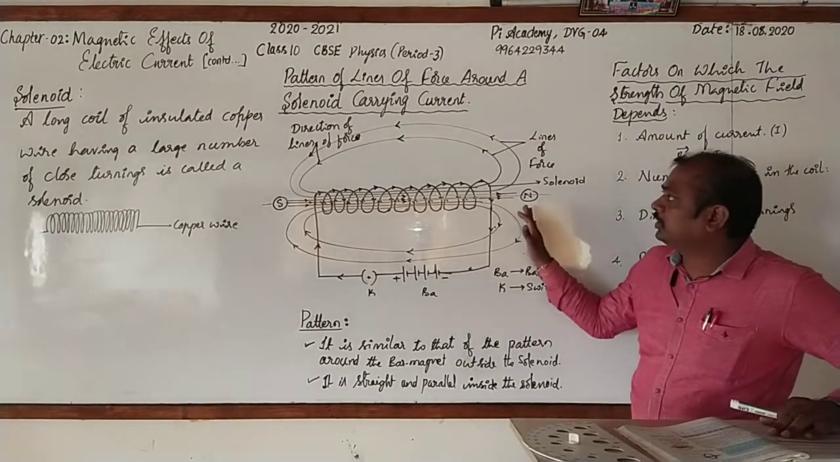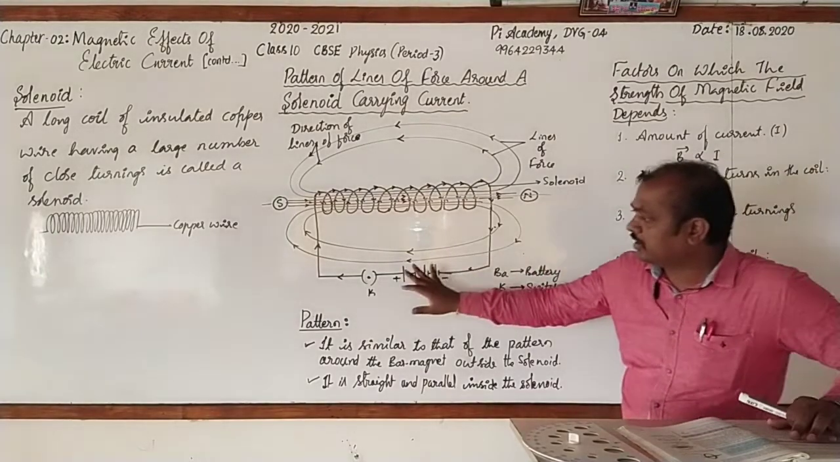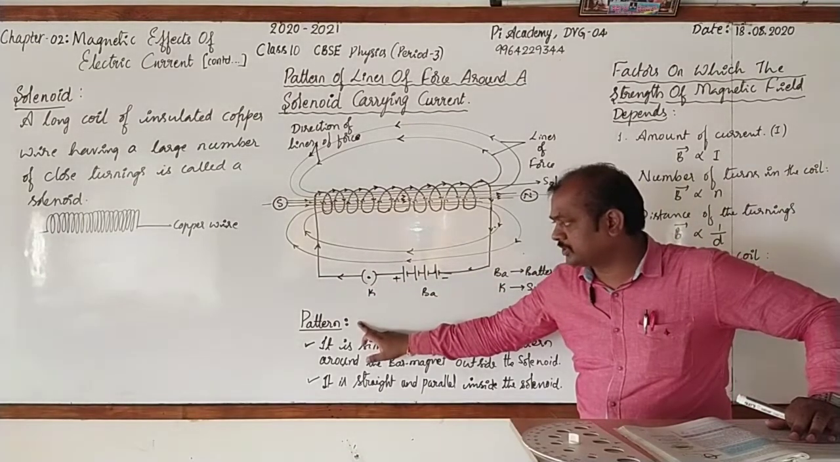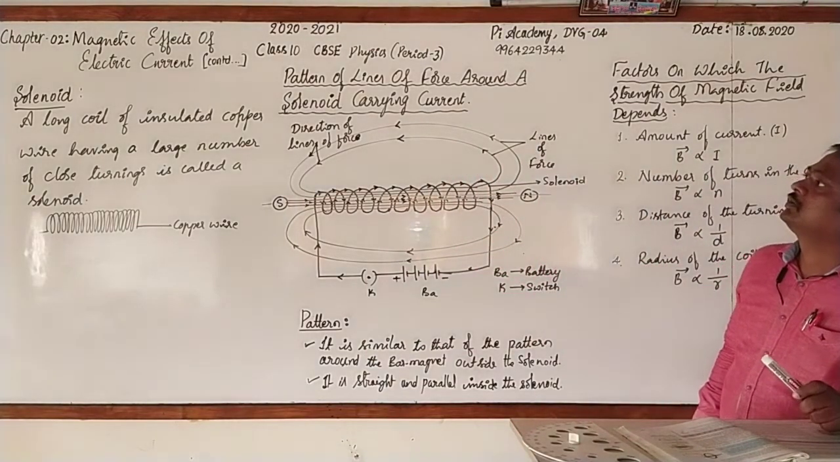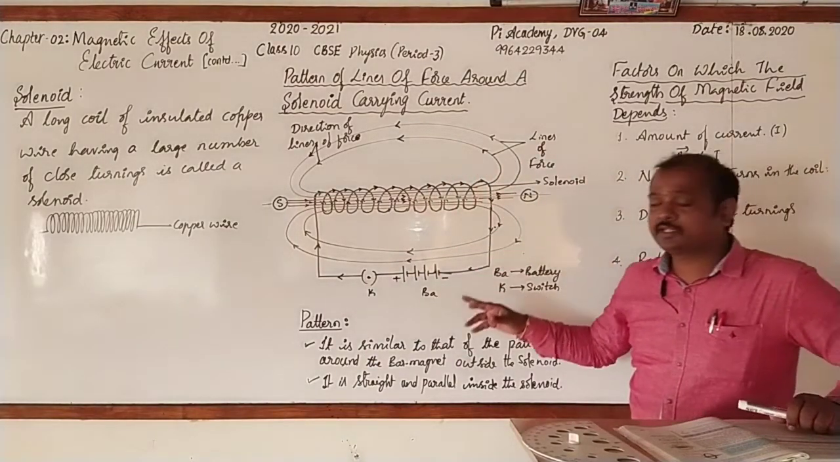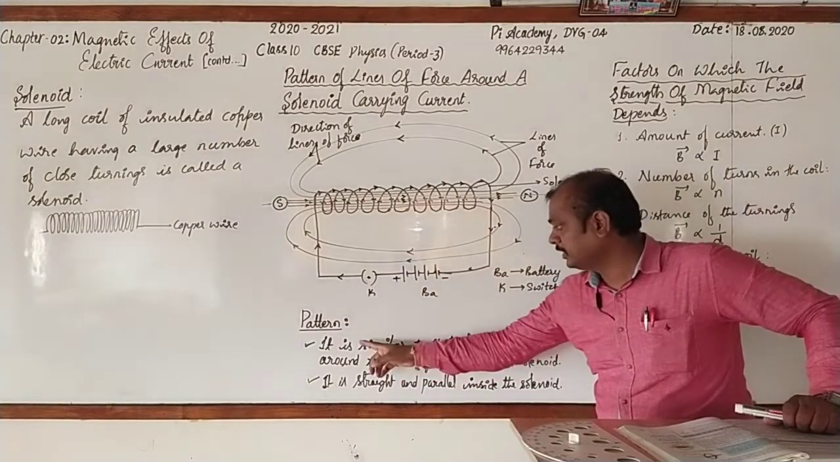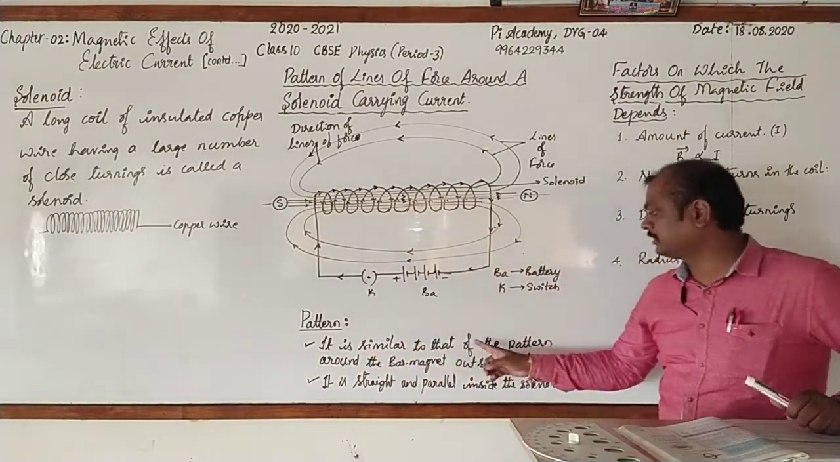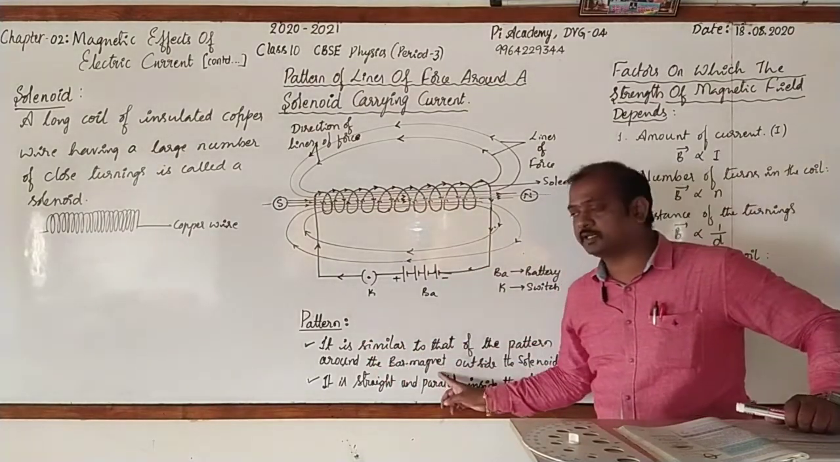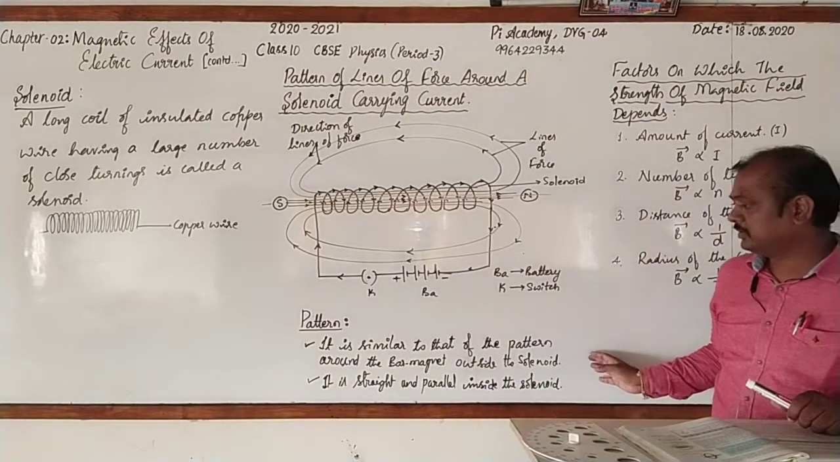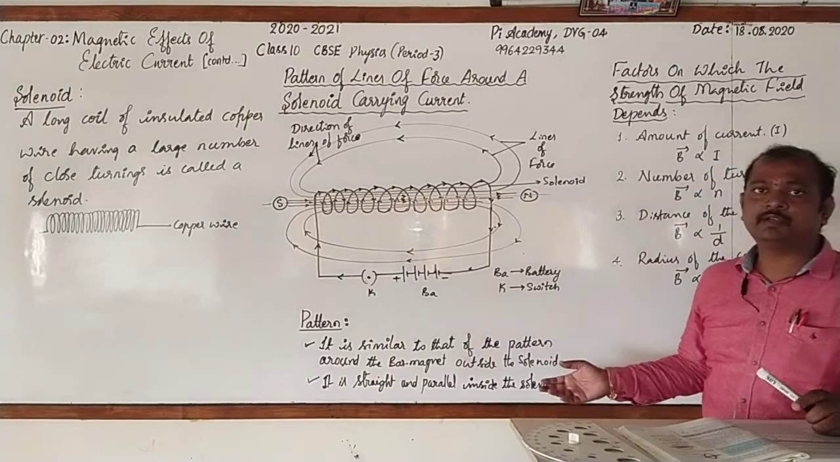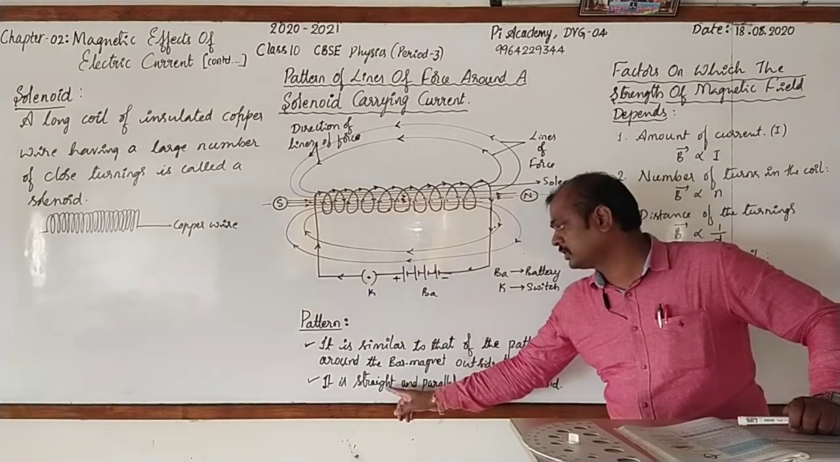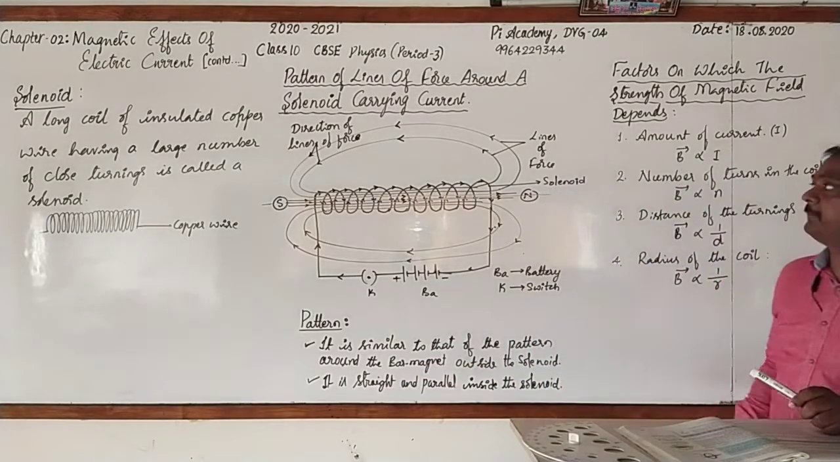Yeah. Hope that you have written. Now, after drawing this, you have to copy this one. That is the pattern of lines of force around a current carrying solenoid. It is similar to the pattern around a bar magnet outside the solenoid, whereas inside the solenoid, it is a uniform magnetic field. That means lines of force are straight and parallel.